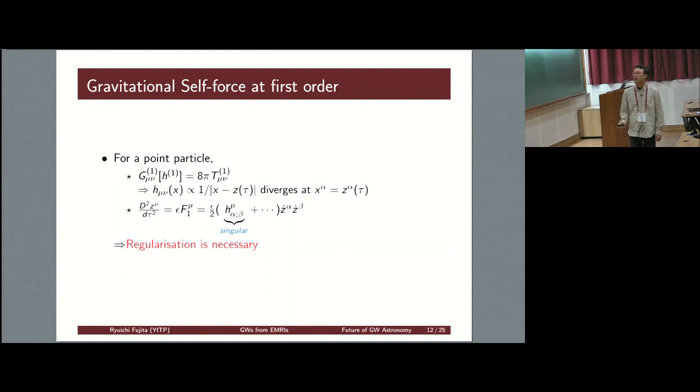Then the metric perturbation will be proportional to this term, which diverges here, where x is the field point and z is the position or location of the particle. This term will diverge if the field point coincides with the location of the particle. That means the equation of motion, the first order self-force, also diverges. Then regularisation is necessary.